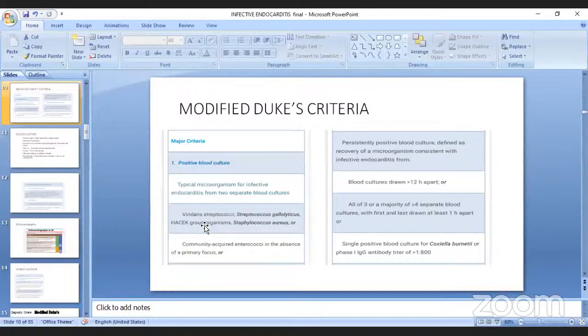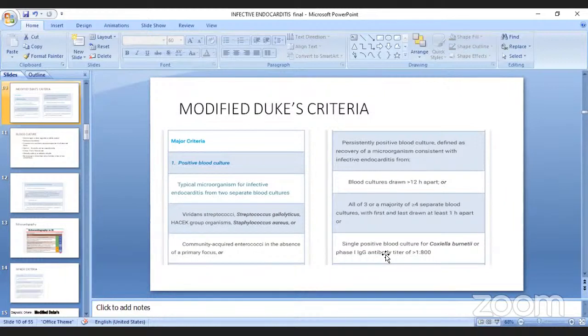Simple as that. Or you get a community acquired enterococci in the absence of a primary focus. There is no primary focus in the patient's body, but when you do a blood culture, it is positive for community acquired enterococci. The other thing is a persistently positive blood culture, which is defined as recovery of a microorganism consistent with infective endocarditis. This is a point that you should not forget.